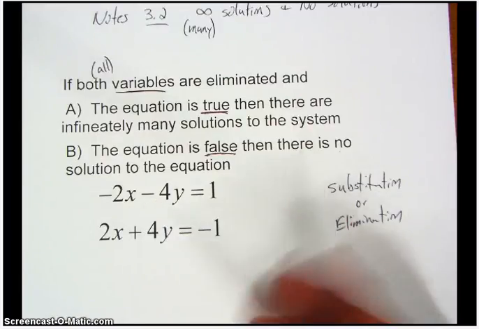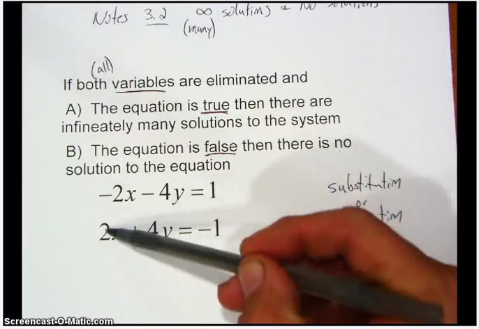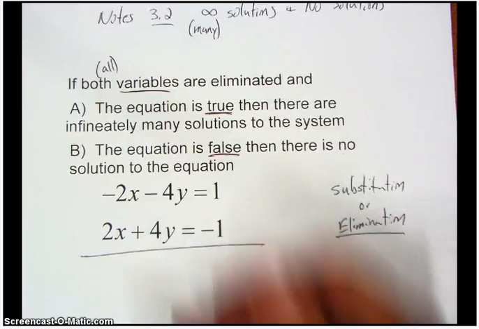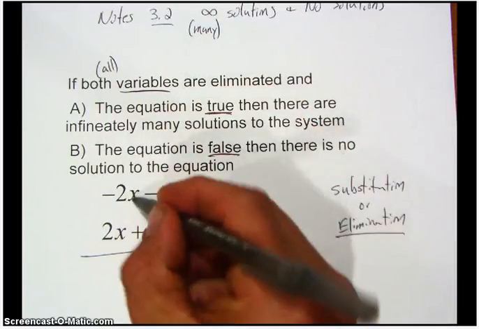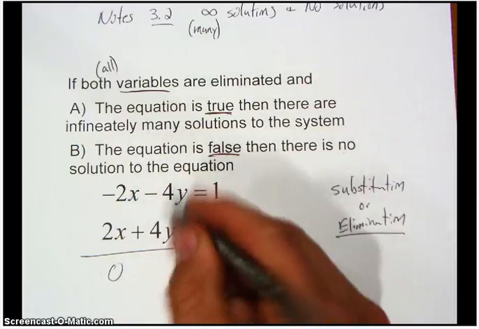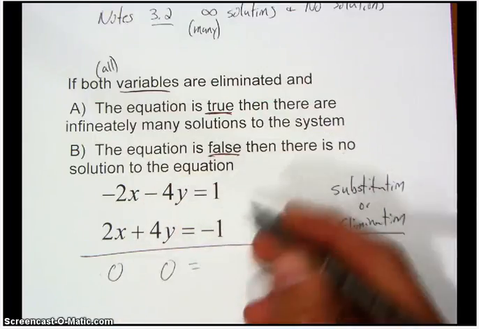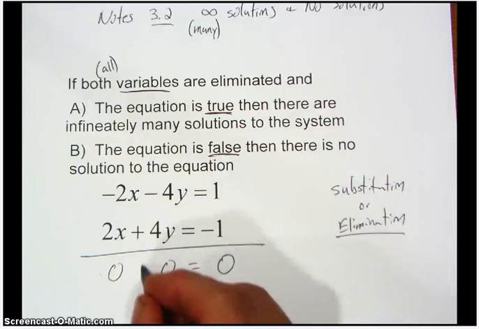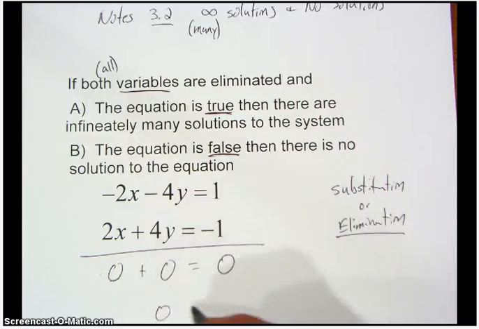I'm going to use, if you notice, the coefficients are the same for both variables, so I am going to use the elimination method. All right, so if I just go ahead and add, I get 0 equals 0, right? And on this side, 0 plus 0 is 0 equals 0. Man, I wish all problems were like this. Now you notice this side is equal to that side. 0 does equal 0.